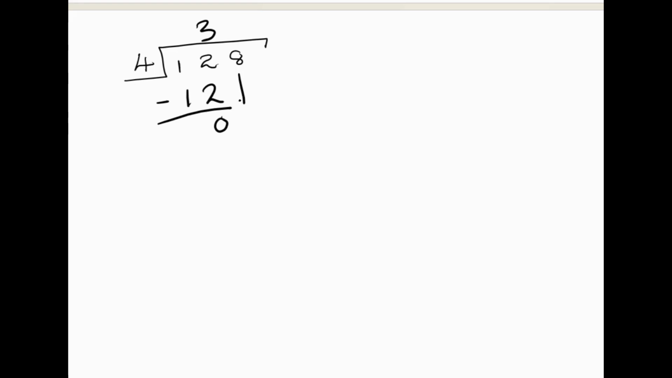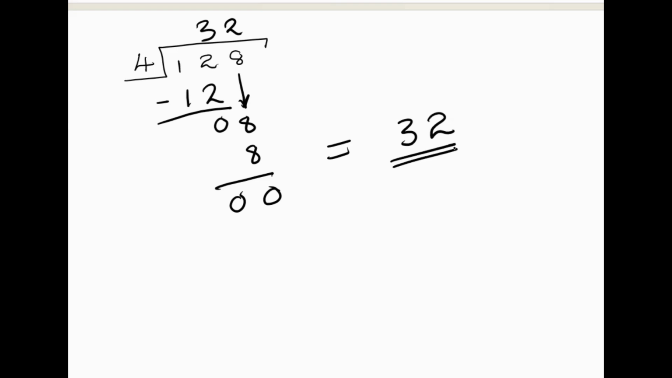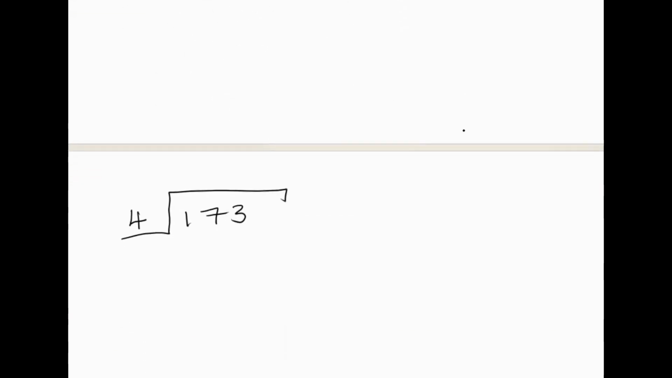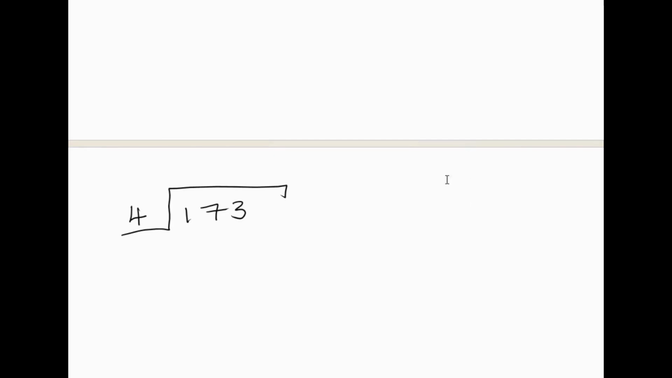And then we bring down this value. And then we have an 8 here. 4 into 8, we get a 2. 2 multiplied by 4, we get an 8. So we reach a 0 here. So we are done. Our answer for this problem is 32. And then let's look at this value whereby we have a remainder.